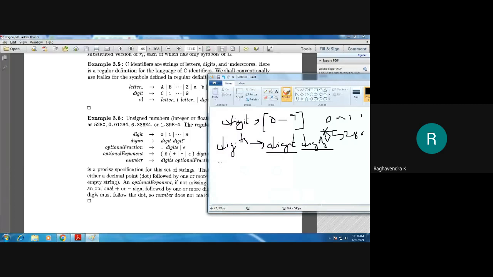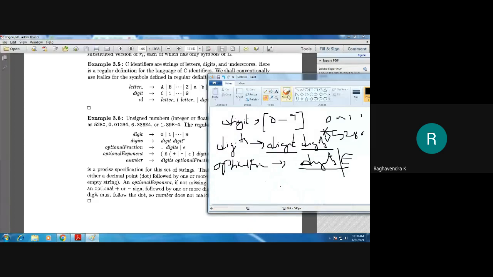Now let us talk about fraction. It may be there, may not be there. So we will give it as optional fraction. So what is optional fraction? There should be a dot at the beginning. Then it can be followed by any number of digits, or it may not be there also. For example, if I write 27, then there is no dot here. So obviously this particular part is not present. So this is what optional fraction part is.